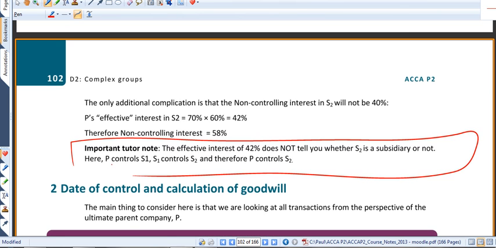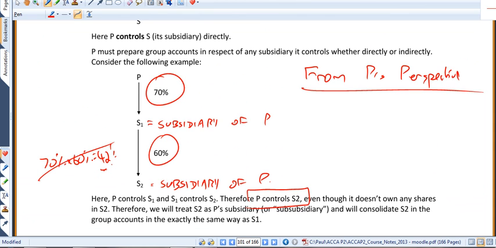One of the other things we're going to use that effective interest for, and what I'm going to just go back to our little diagram here and draw in, is that we are ultimately going to be looking at non-controlling interest. Don't forget, non-controlling interest is that part of the subsidiary that we don't own. So for S1, we don't own 30%. But there's also some non-controlling interest in S2, and you just have to be a little bit careful here.